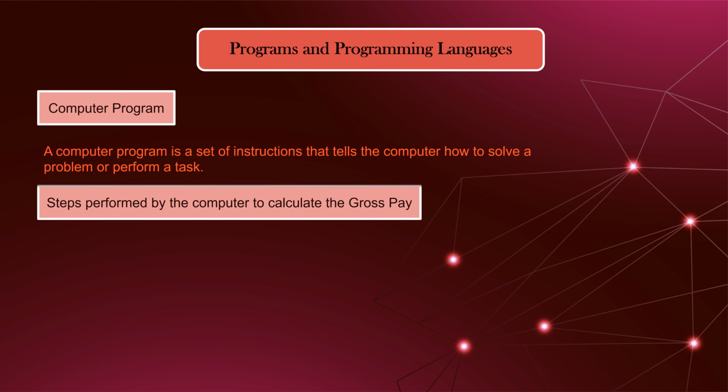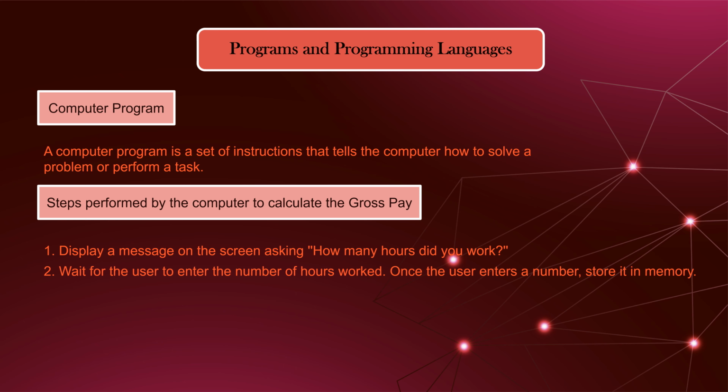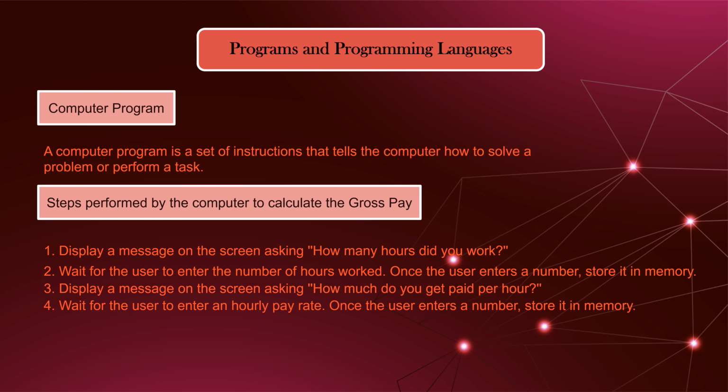So here is the list of things the computer might do. Firstly, it will display a message on the screen asking how many hours did you work. Then it will wait for the user to enter the number of hours worked. Once the user has input the number, it will store it in memory. Then it will display a message on the screen asking how much do you get paid per hour. It will again wait for the user to enter an hourly pay rate. Once the user enters a number, it will again store it in memory.